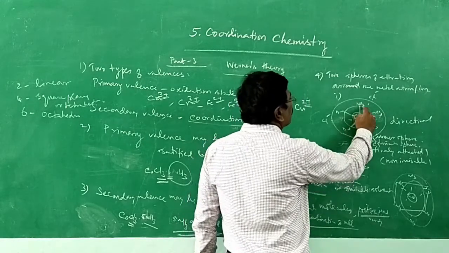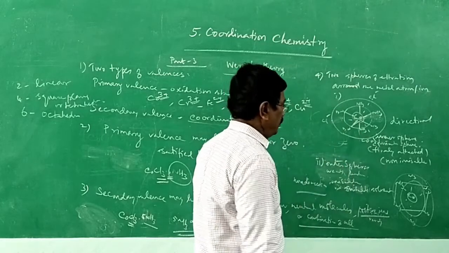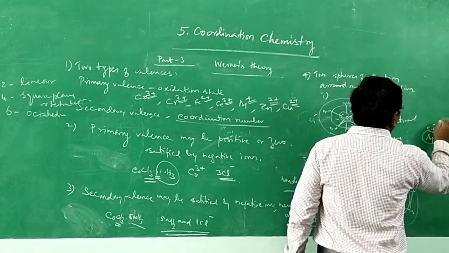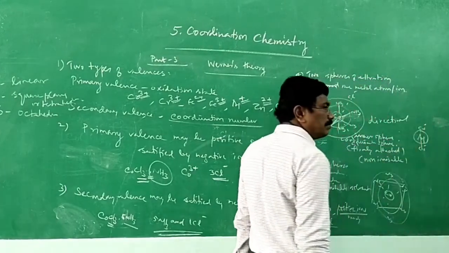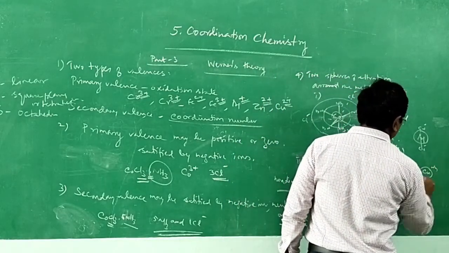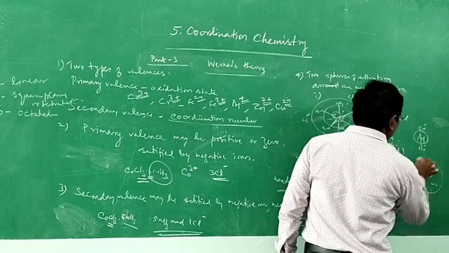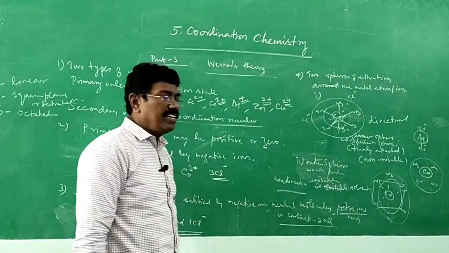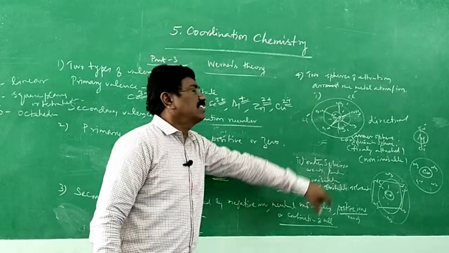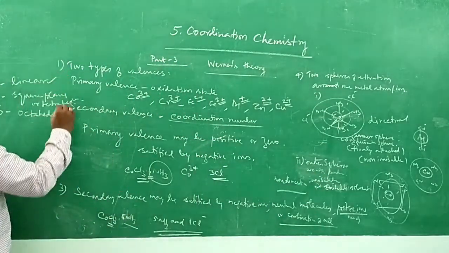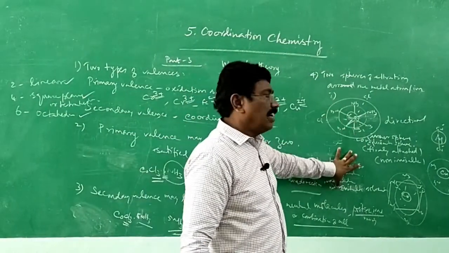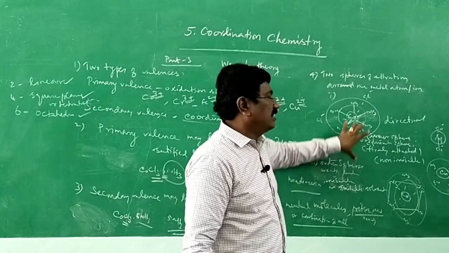If only 2 are present in the inner sphere, it is linear. With silver, only 2 cyanide ions are present, and it is linear in shape. Suppose with copper we have 4 ammonia ligands. It may be square planar or tetrahedral. That we have to study a little bit later. If we have 6 ligands around cobalt, it is octahedral. So 2 means linear, 4 means square planar, 6 means octahedral. Only the inner sphere decides the direction. Outer sphere non-directional. Primary valency non-directional, secondary valency directional.